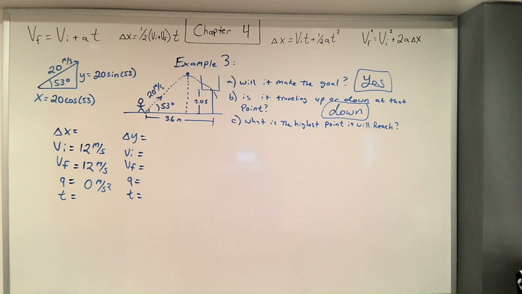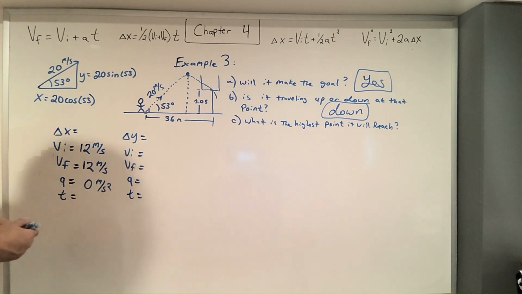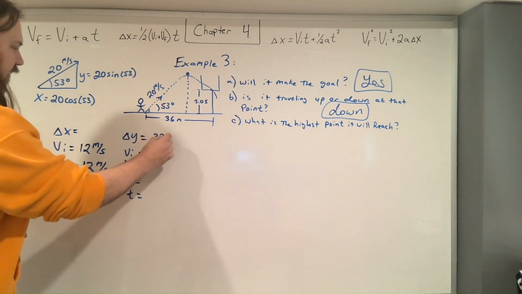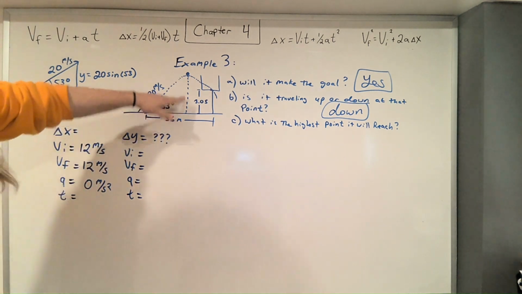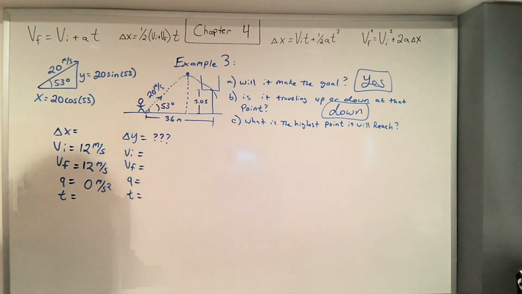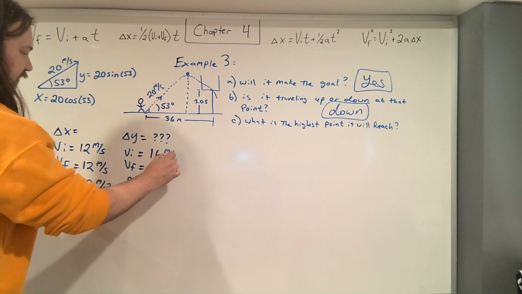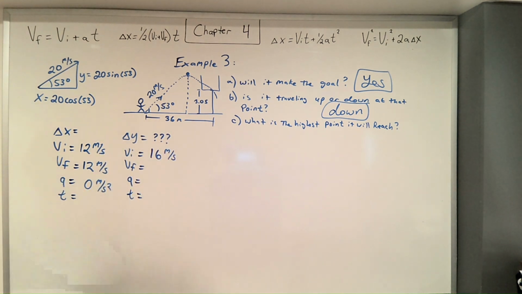I still don't know anything about the time it takes to get up there. I don't know. What else do I know? Okay, how about the change in y? Change in y is what I'm looking for now. What is the maximum height, right? What is this height? That's now what I'm looking for, the change in y at its highest point. Okay, how about initial velocity in the y? Do I have that? Yes. It was still kicked with 20 meters per second, so this will remain unchanged. It is still 16 meters per second.